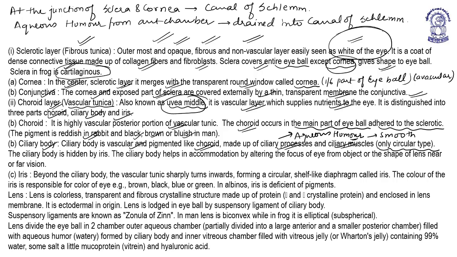The ciliary body is basically hidden by iris. The ciliary body helps in the accommodation, altering the focus of the eye, changing the shape of the lens for near vision and far vision. So it helps in the power of accommodation.